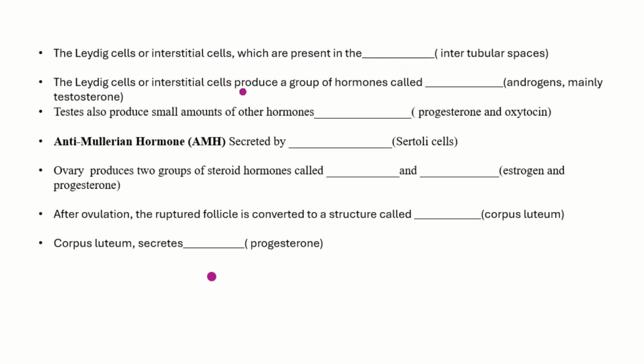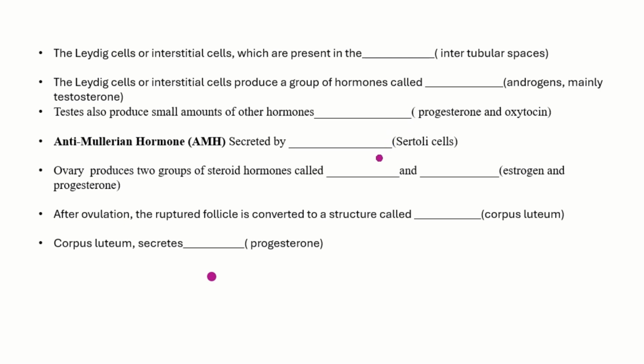The Leydig cells or interstitial cells produce a group of hormones called androgens. Androgens are also produced by which gland? Adrenal gland. So androgen is produced by the testis as well as the adrenal gland. But here the testis mainly produces testosterone, so keep that in mind. The testis also produces small amounts of other hormones, which are progesterone and oxytocin. Very good.